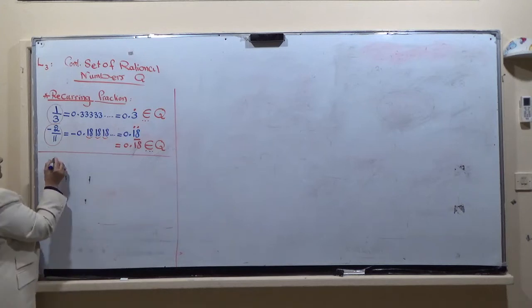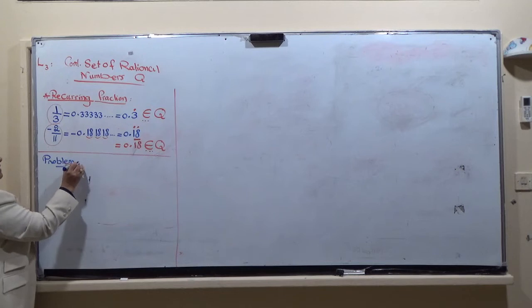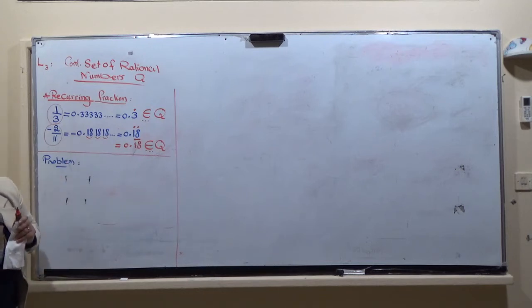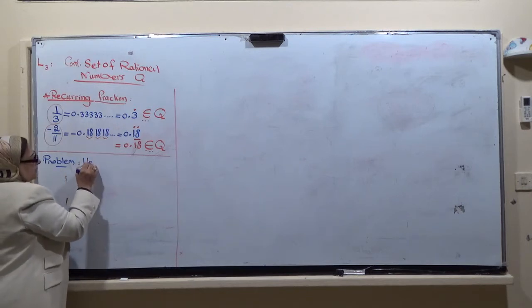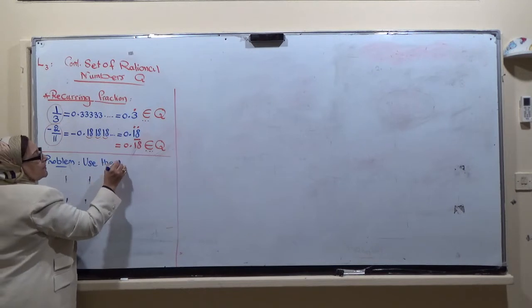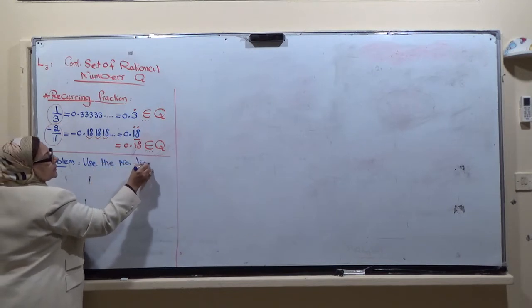We have some problems. Let us see this problem together. It says that in this problem, use the number line to identify the additive inverse.